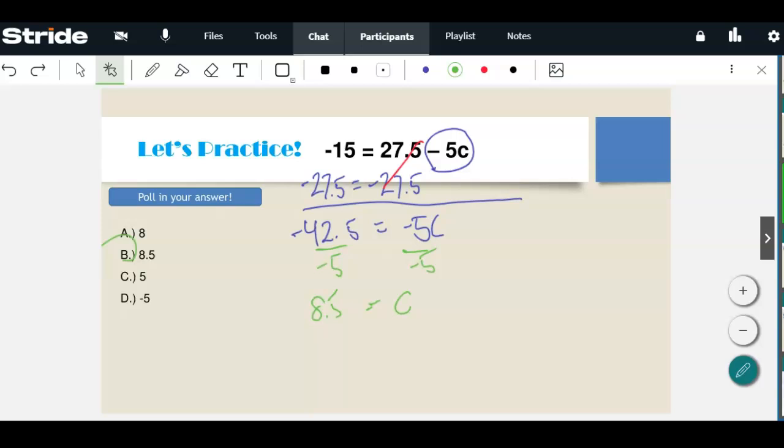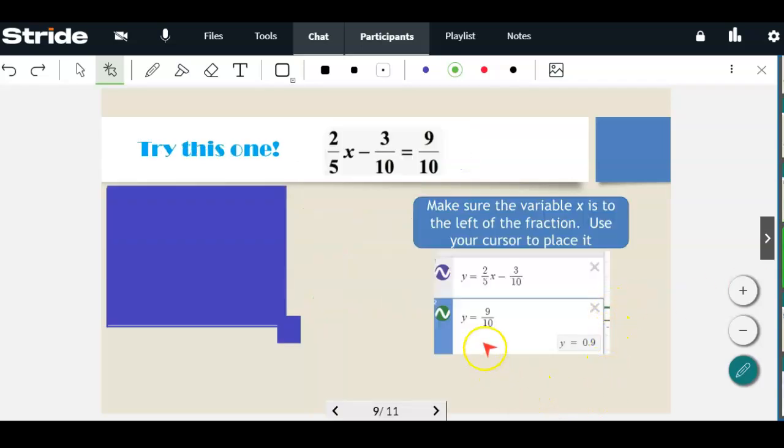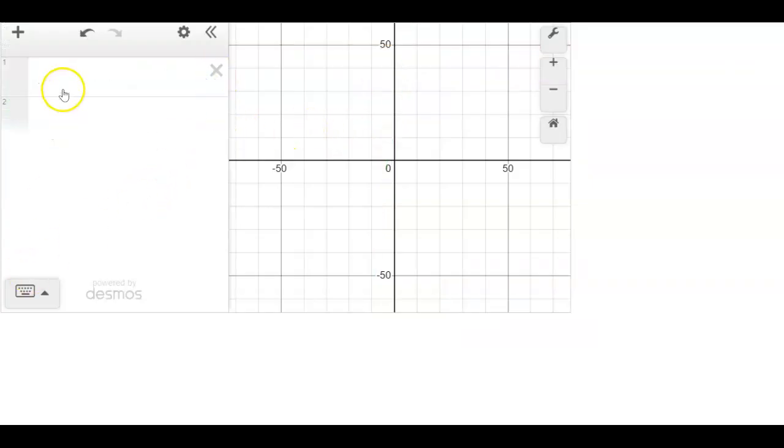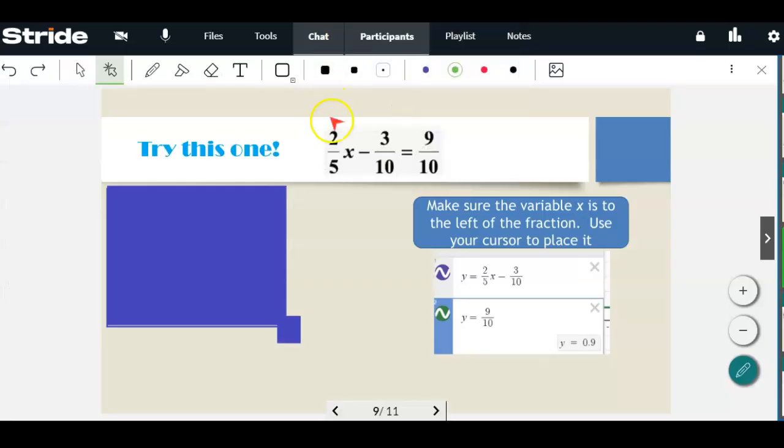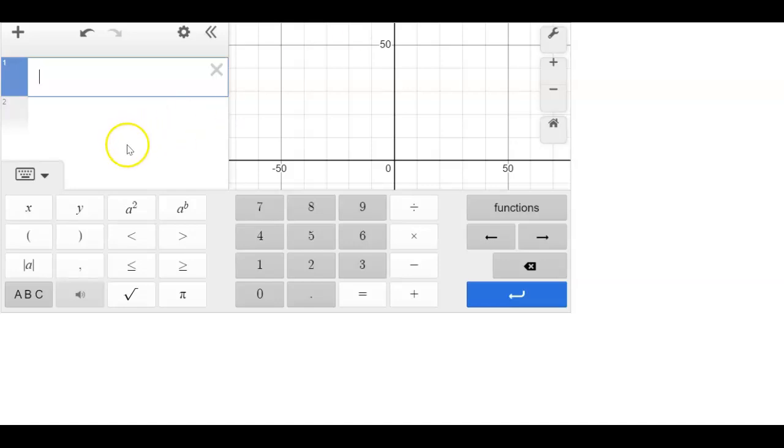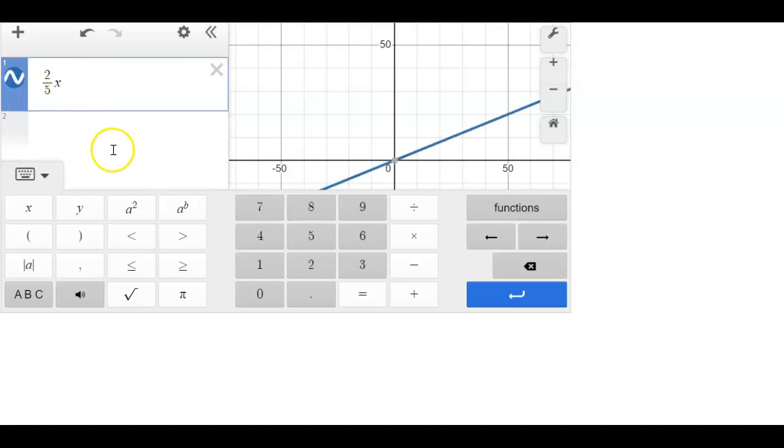If you're using the calculator, let's put this one into the calculator and make sure you set this up correctly. You have 2/5 x minus 3/10. So I'm going to cross these out. The first one has to be a fraction, 2/5 x. So you can do 2 divided by 5. Now click away from that and put the x there. And then you're going to put plus 3, or it's minus, whoops, minus 3/10. I forgot to put the y equals, so I'm going to go back to the front of it and put y equals.